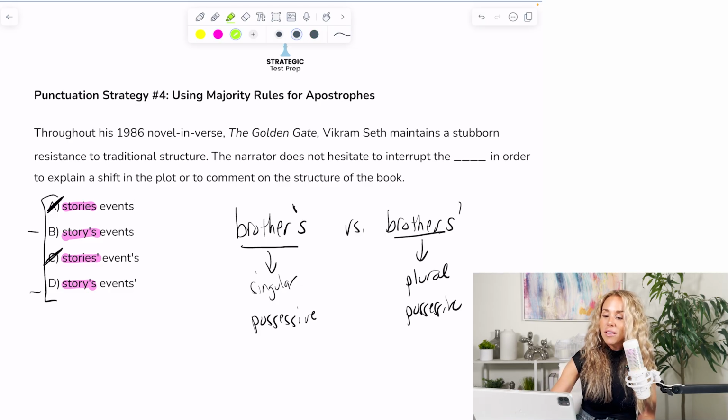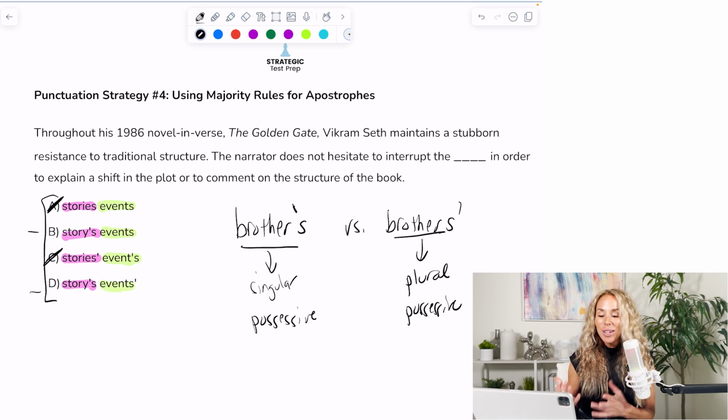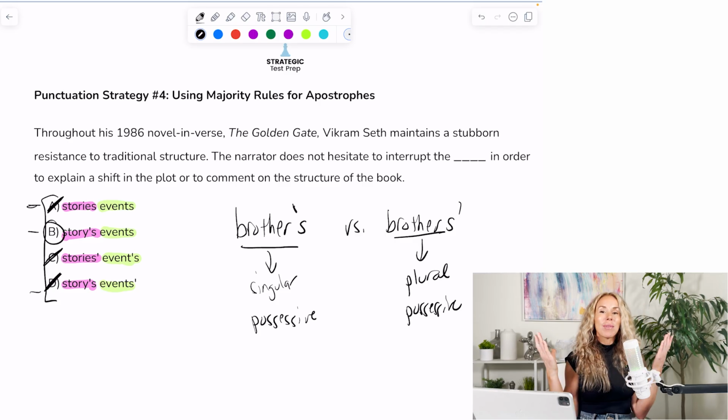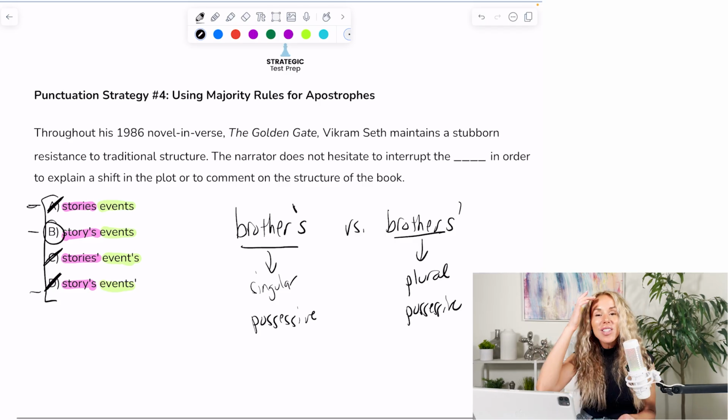Now I'm going to look at the second word, events. And I'm going to play the same game. I'm going to say, what 2 events look the same, what 2 look different? When I look at this, A and B look the same, C and D, those events look different. So I would cross off D, and so B must be the right answer. This works 95% of the time. So if you're stuck when all else fails, go ahead and use majority rules for apostrophes.